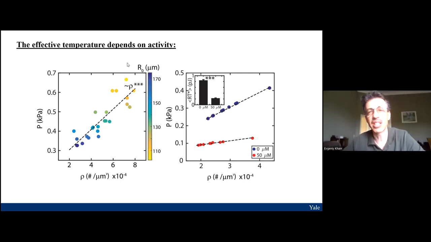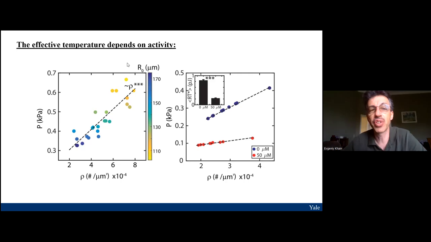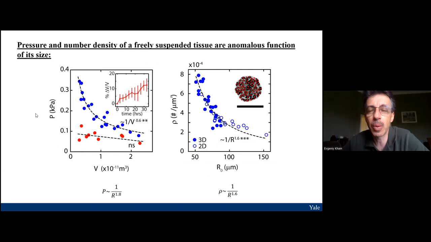First of all, the density is a function of spheroid size. How do you explain that the density changes? What really happens with the cell if you compare a smaller spheroid and a larger spheroid? Why would the density change?